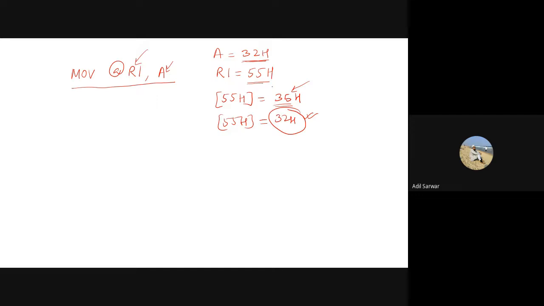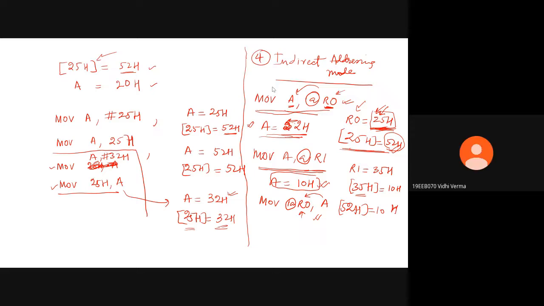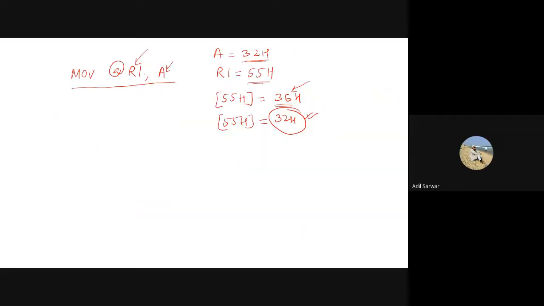So did I make a mistake in the last example? Yes, sir. Okay, sorry for that. So I think it is now clear. This is one of the most powerful ways of addressing in 8051 and in any other programming language, the indirect mode of addressing. I think more than 90% of programs use this indirect addressing mode. Is it fine? Yes, sir.